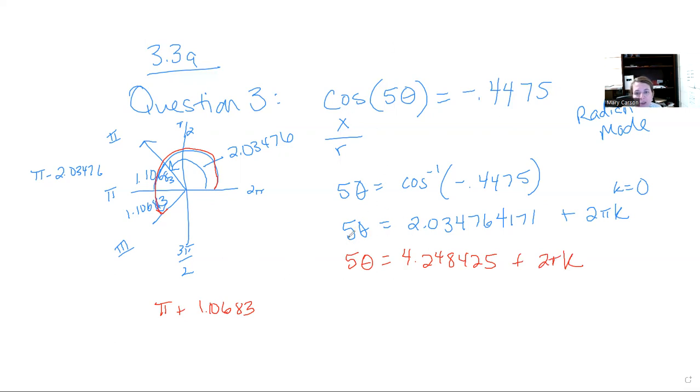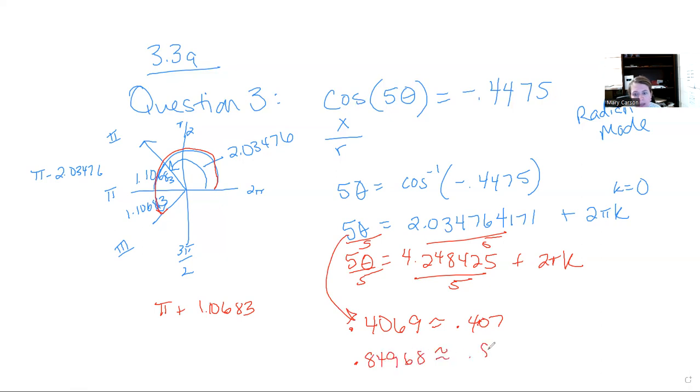The last thing we have to do here is get rid of this 5. So we divide this by 5 and we divide this by 5. What we're going to end up with is 0.4069, which is approximately 0.407, as one angle measure. That's this one. And then 0.84968, which is approximately 0.8497. Okay, so that's how you do that one.